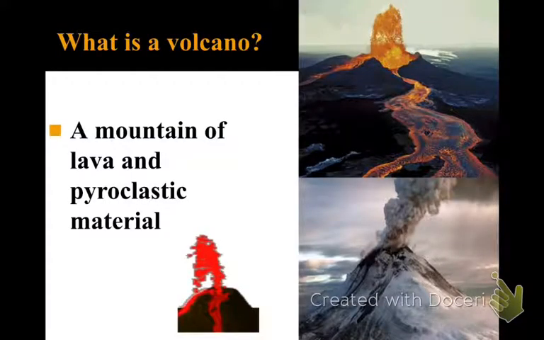So what is a volcano? Well, a volcano is simply a mountain of lava and pyroclastic material. Everyone say pyroclastic. Okay. Lava is the thing that most people think of when they see a volcano or hear about a volcano, and they think about lava being very dangerous. But really, what's most dangerous is the pyroclastic flows that you get from them. And I'm going to show you a video that actually talks about that and shows you a pyroclastic flow.